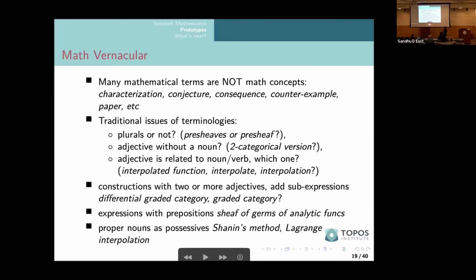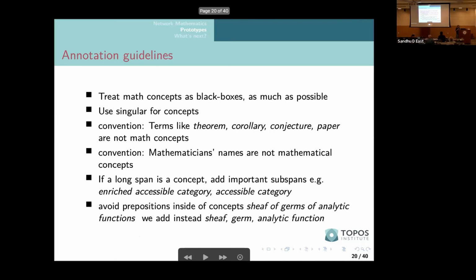There are lots of compound nouns that are complicated to deal with. Things like Shannon's method or Lagrange interpolation, where, when you do things with traditional NLP tools, you downcase everything. So these things cause problems. But I don't want to go too much into the details of that. What we want to do is treat math concepts as black boxes as much as possible.